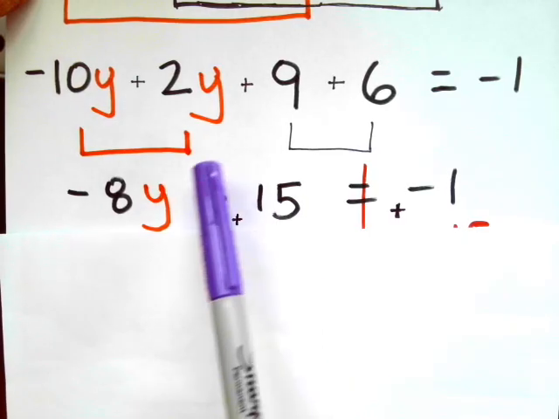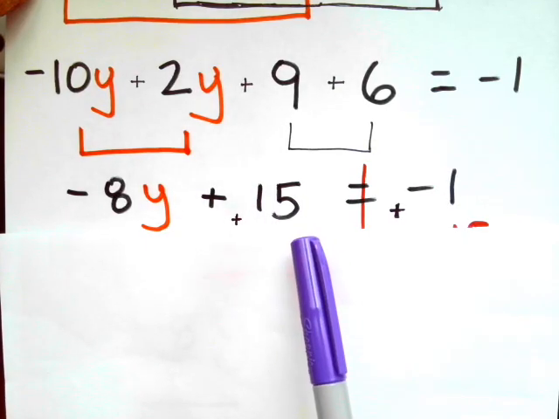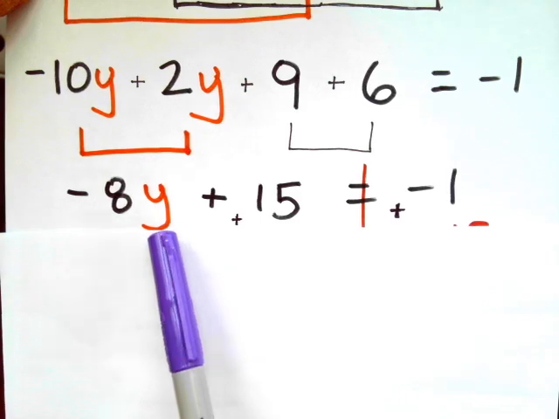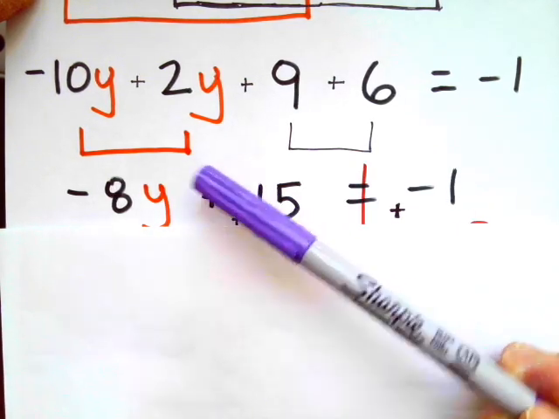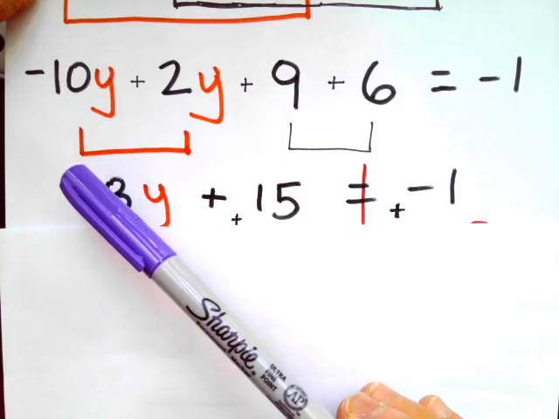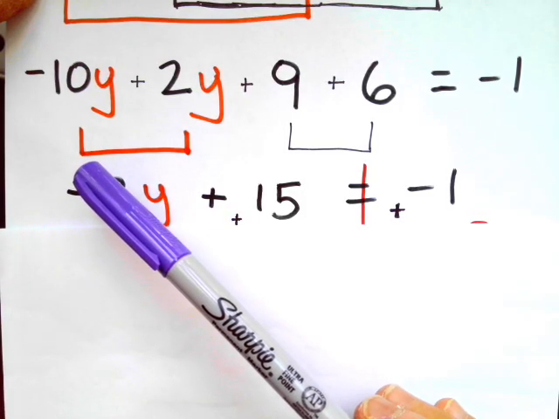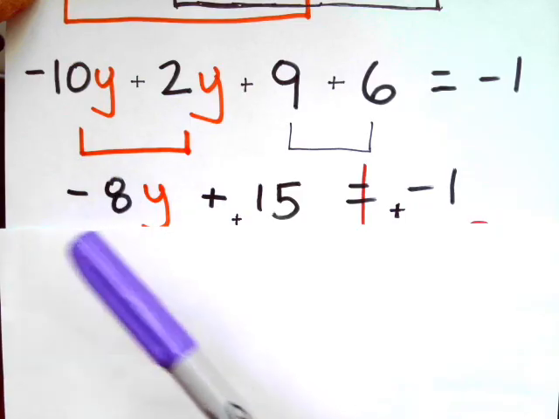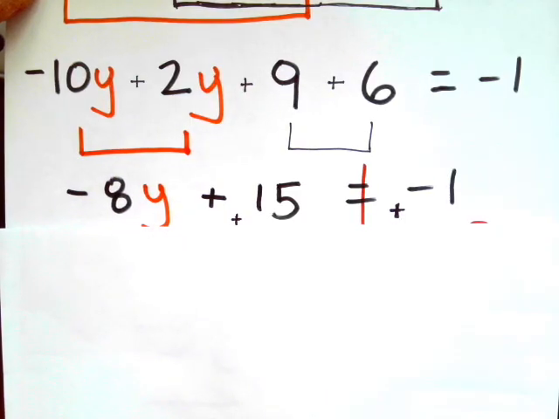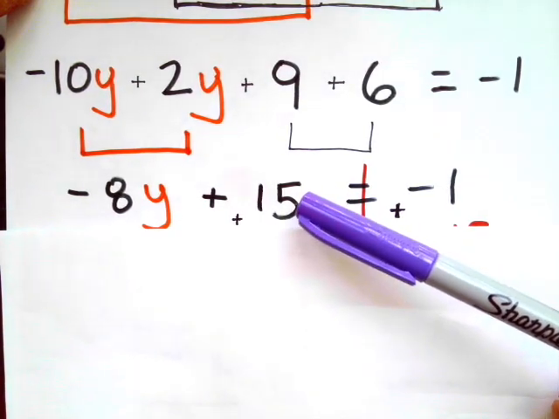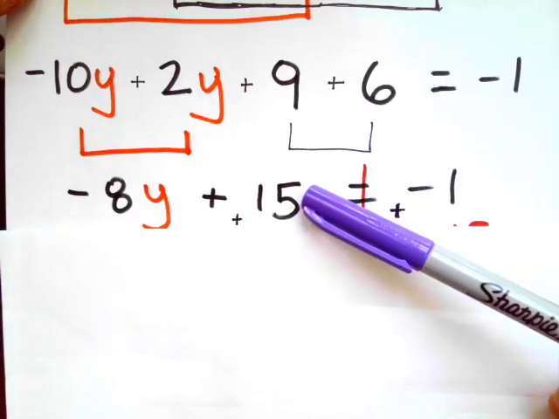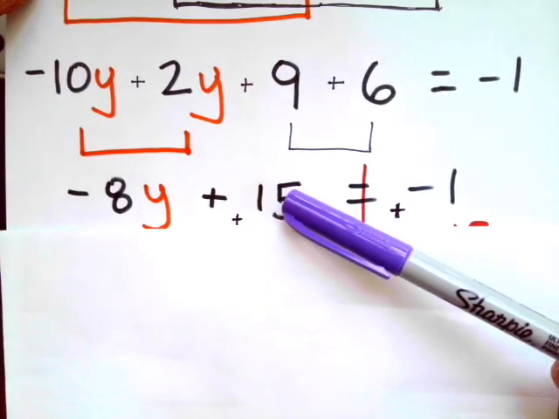So remember, our goal is to get that y all by itself. So I've got to eliminate a positive 15, and I've got to eliminate that negative 8 and turn that negative 8 into an invisible 1y, to get that y all by itself. So remember, the first step is to do the opposite or inverse of a positive or negative term. So this term here is a positive 15.